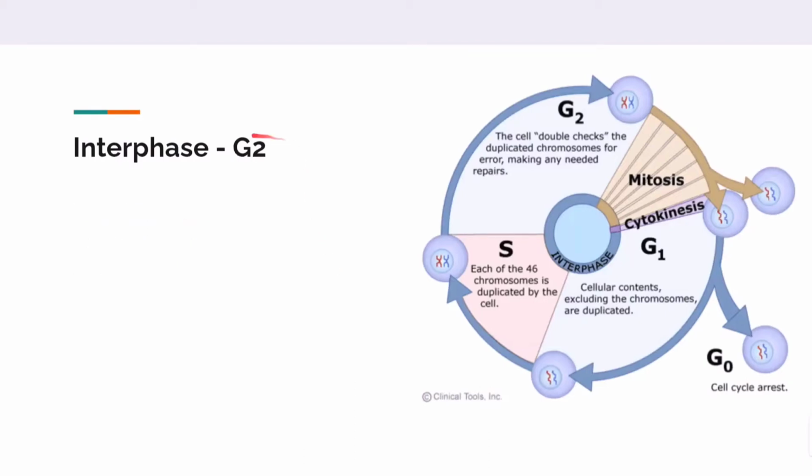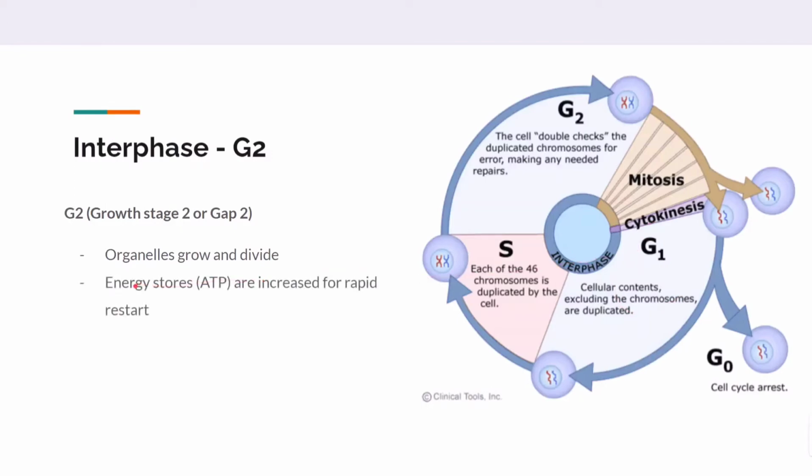And then we have G2, which is the last part of interphase. G2 stands for growth stage 2 or gap 2. In G2, our organelles grow and divide using the proteins and nutrients that we obtained in G1. Also our energy stores of ATP are increased. This is because when the cell exits mitosis at the end of the cycle, it wants to restart its cellular processes very quickly. So it needs to have this store of ATP to start processes quickly again after it exits mitosis.